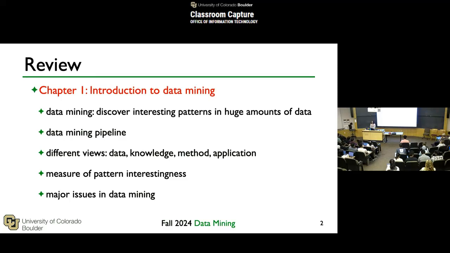First one, the data mining pipeline. If you remember that figure we had, the black box, on the one end is the data coming in, the other end is knowledge. That's what we're trying to do within the black box. So what are the key components within that black box? Anybody?